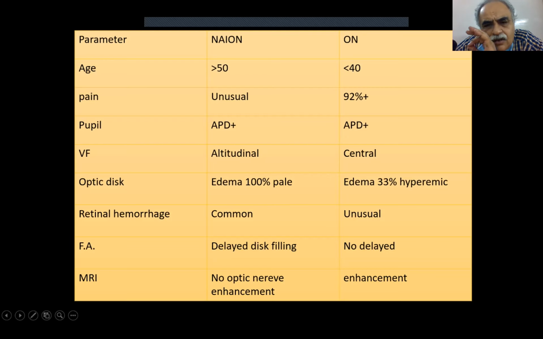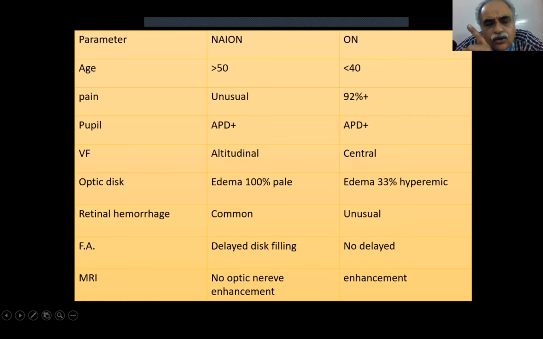Very simple. Look at the age of the patient. If the age is more than 50, the patient is a hypertensive, the patient is a diabetic, this is ischemic optic neuropathy. If a patient is less than 40, does not have hypertension, does not have diabetes, the chances are that you're looking at a demyelinating optic neuropathy.